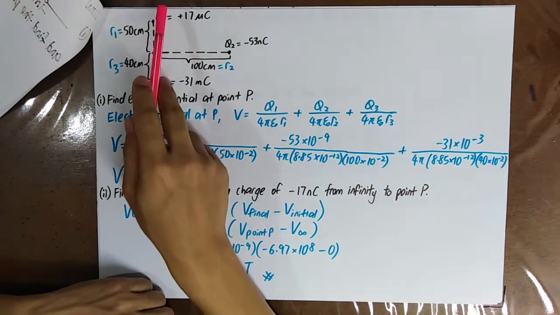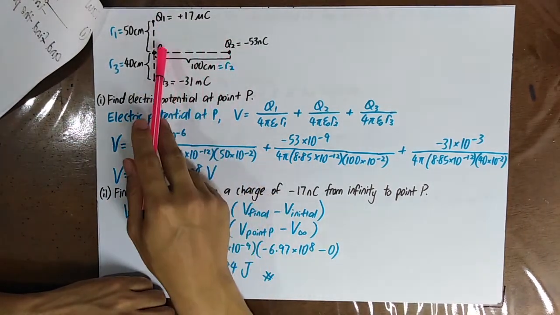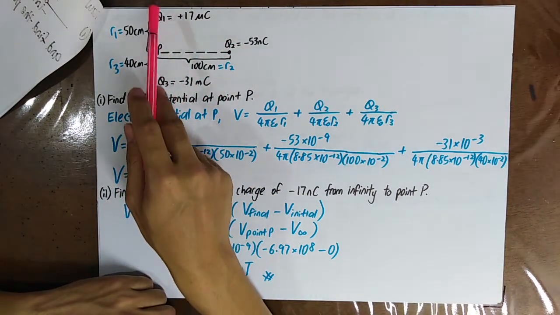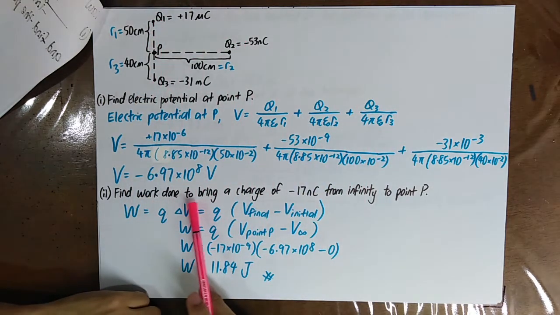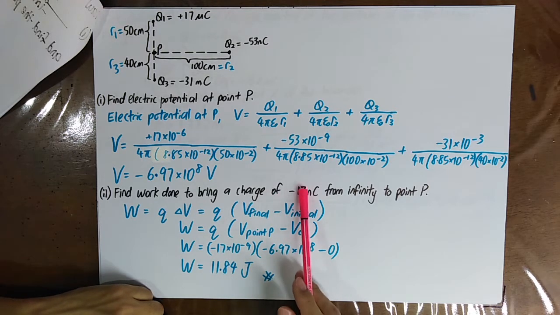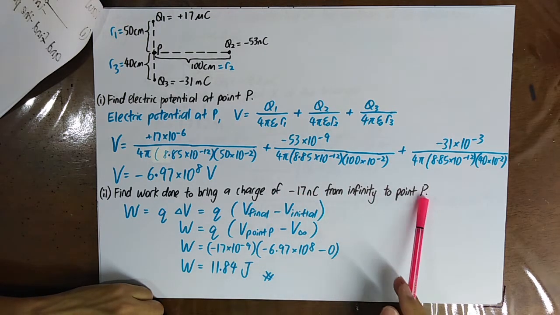Okay, there are now 3 point charges. Please find the electric potential at point P. You just use the superposition theorem to add them up. And then please find the work done to bring a charge of negative 17 nanocoulomb from infinity to point P.